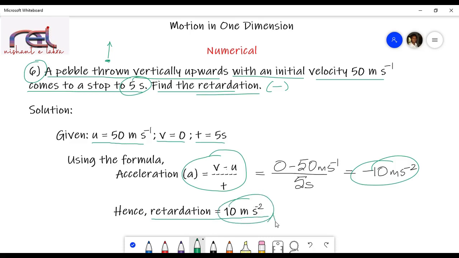I hope you have understood these numericals. Keep learning and keep practicing to understand it much better.